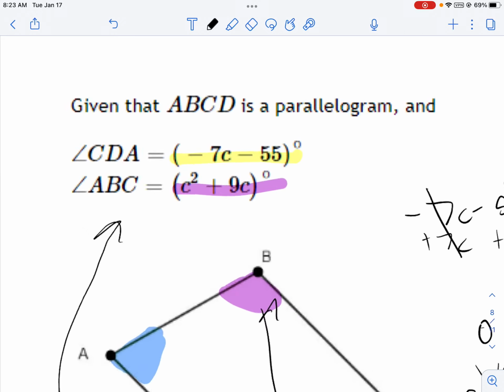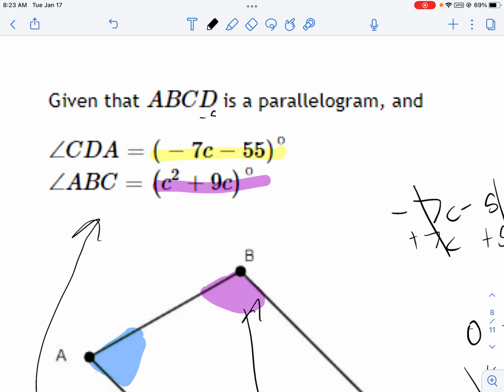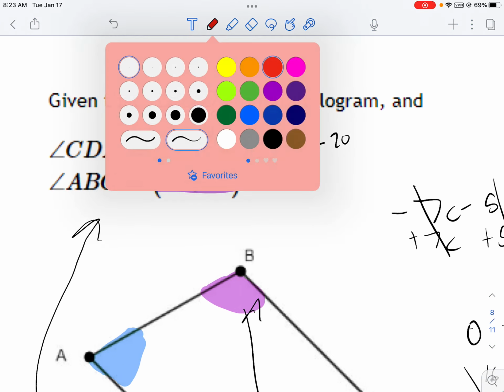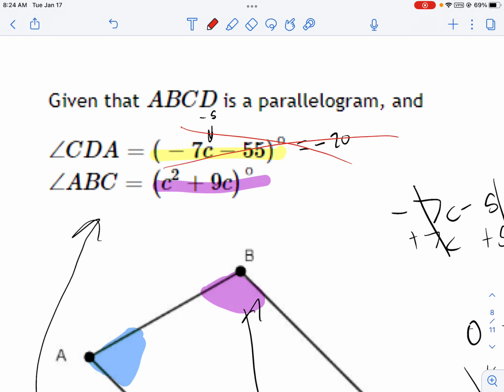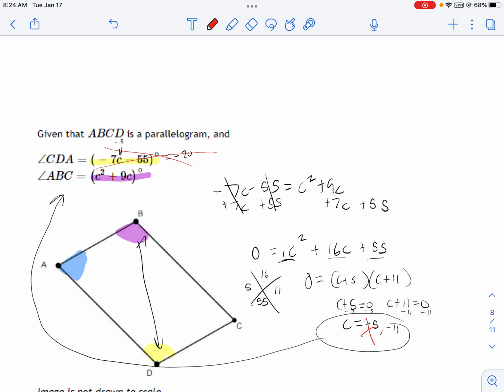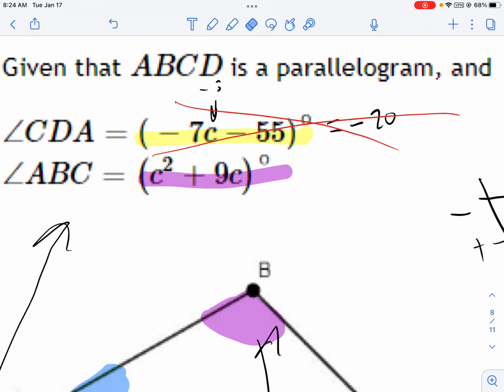So let's start with negative 5. If we plug negative 5 into our c in the first one, we get negative 7 times negative 5. Well, that's positive 35, and 35 minus 55 is negative 20. Now, negative 20 doesn't make sense in this geometric figure. That's not going to work out, which means negative 5 is not an answer we can use. Now try negative 11 and see if it gets any better. Negative 7 times negative 11 is positive 77. Minus 55 is positive 22. That one works out just fine.